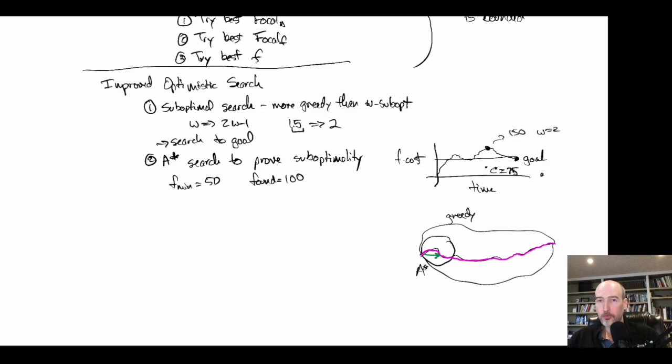Okay, so improved optimistic search is this next algorithm here. And what improved optimistic search is doing is it's going to search all the way until I find the goal, and then it's going to try and prove it. And by doing that separately, it gets some nice advantages in terms of making it a little bit easier to prove the solution that I do find.